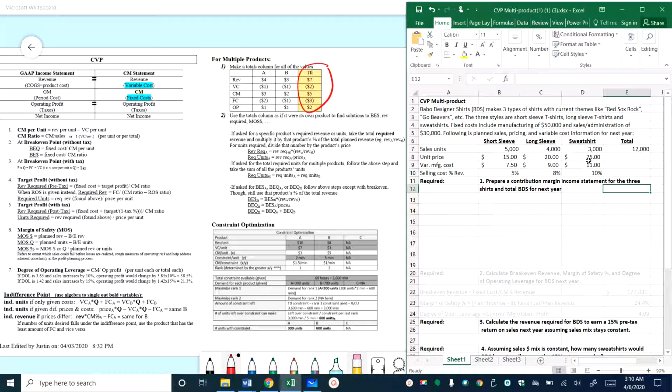Just stop their income statements at contribution margin, and then just do the whole contribution margin income statement for the total column. So why don't you guys try making those three individual contribution margin income statements and then the total contribution margin income statement.